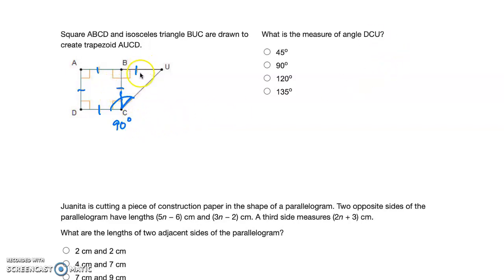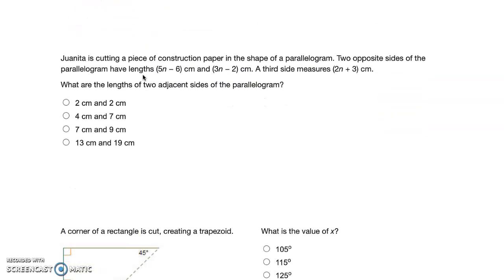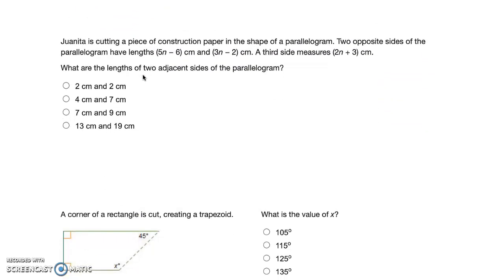Well, if this is an isosceles triangle, then we know that BCU is congruent to BUC, and we know this is a 90-degree angle, and all angles have to add up to equal 180 degrees. So if this is an isosceles right triangle, then we know each of these angles must be 45 degrees. So to find this whole angle from here all the way over, we just add those two together and we get 135 degrees.